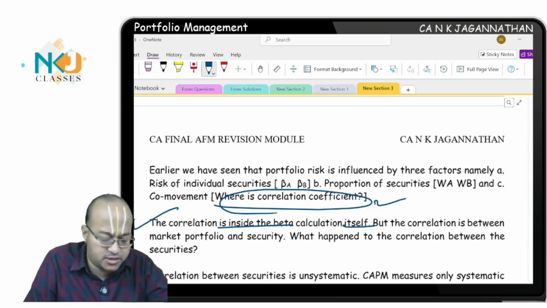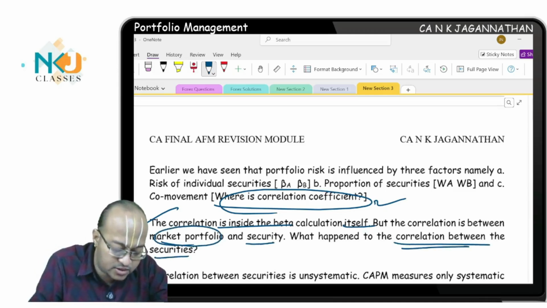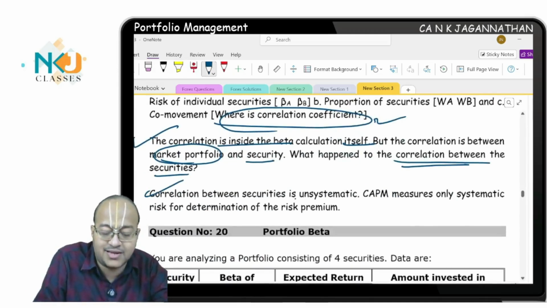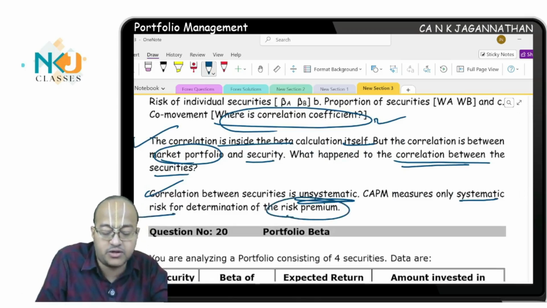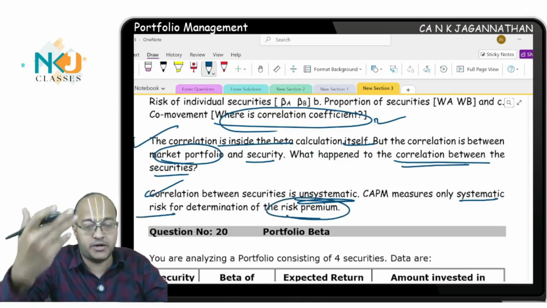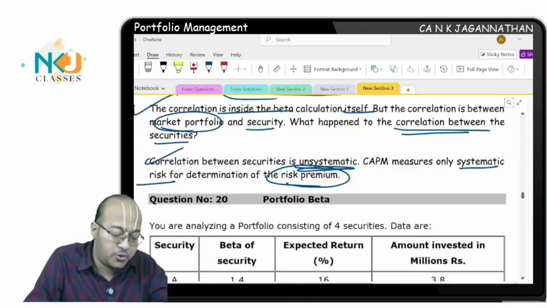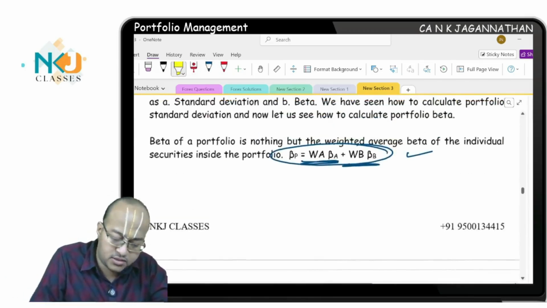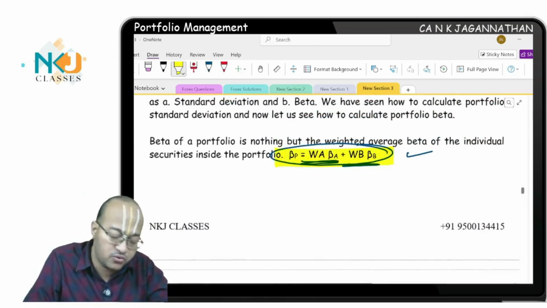But the correlation is between the market portfolio and the security. What happened to the correlation between the securities? Correlation between securities is unsystematic. CAPM measures only systematic risk for determination of KE or market risk premium. Are you listening? Now, the portfolio beta formula I have given here. This is nothing but weight A into beta A plus weight B into beta B.